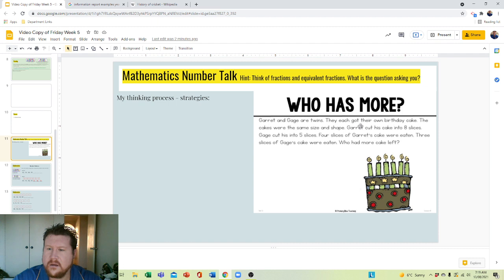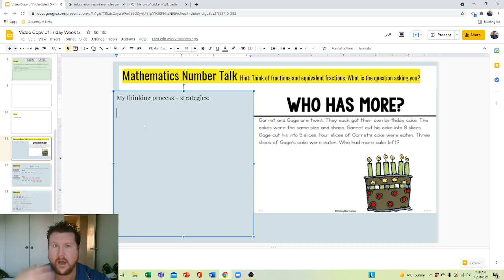They each got their own birthday cake. The cakes were the same size and shape. Garrett cut his cake into 8 slices: 1, 2, 3, 4, 5, 6, 7, 8. Gage cut his into 5 slices: 1, 2, 3, 4, 5. 4 slices of Garrett's cake were eaten. 3 slices of Gage's cake were eaten. Who had more cake left?